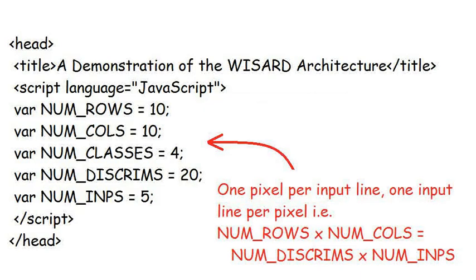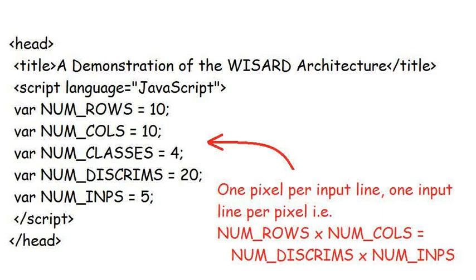Here are the global variables set in JavaScript. Num rows and num cols determine the size of the pattern grid, 10 rows of 10 columns each, 100 pixels. The system is fairly simple and assigns grid values to inputs on discriminators on a one-to-one basis, so there must be 100 input lines for all the discriminators in each class.